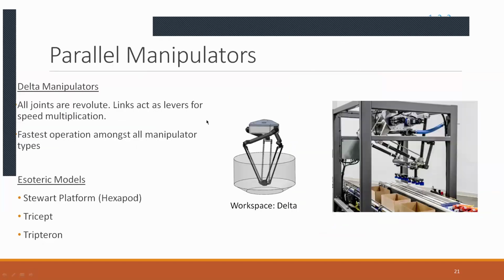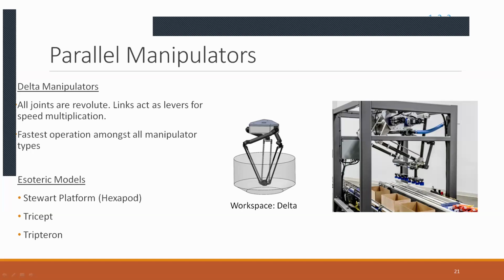And finally, we have parallel manipulators. Deltas are the fastest manipulators existing right now. This is because they also have only revolute joints, but all these links work in a manner similar to a lever. Due to that, a lever advantage is obtained, and that is used to obtain gains in speed.